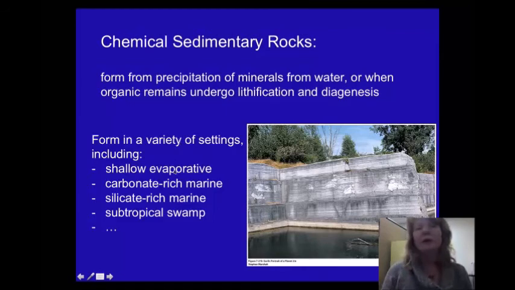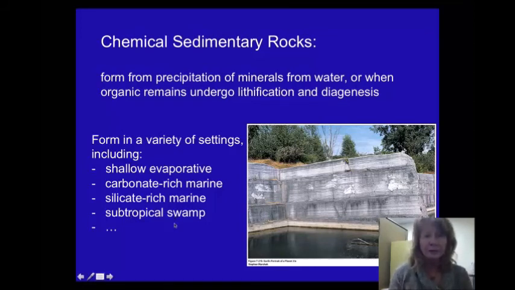There's a variety of settings in which chemical sedimentary rocks form. It can be in shallow environments where there are high evaporation rates, which leaves behind solid precipitates. As the water evaporates away, the ions precipitate out and form minerals in a chemical sedimentary rock. If this is limestone, that means it's a marine environment with a lot of carbonate material. But there can also be marine environments with a lot of silicate material, so you'll get chemical sedimentary rocks that form, but the composition of the rock will be different. It will be more quartz-like.